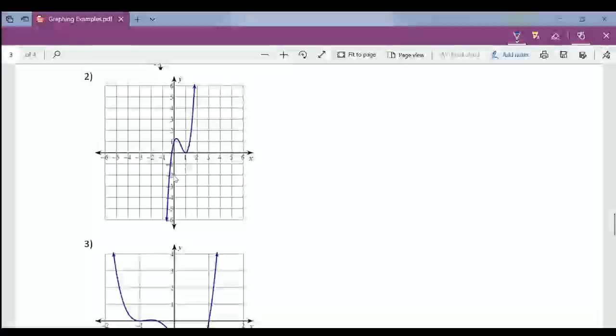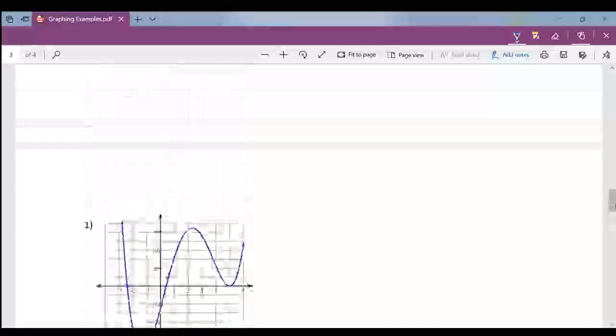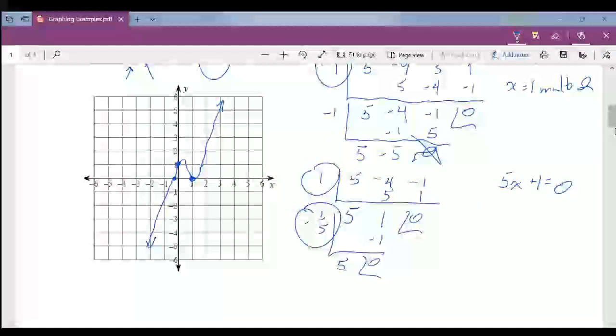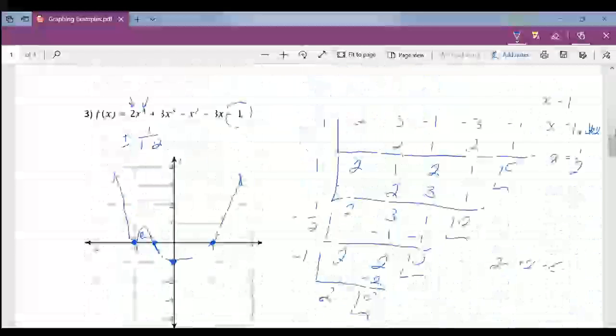Here's this one. We have a dot here. I think I remember that being about 1/5, negative 1/5, and that being 1, where it had a multiplicity of 2. It's odd and has a positive leading coefficient. That's what it's supposed to be. That's what we got. I'd say that's pretty close.